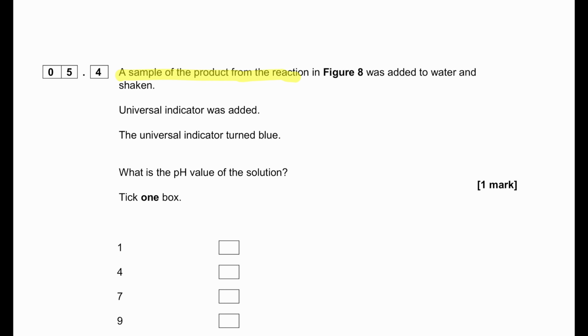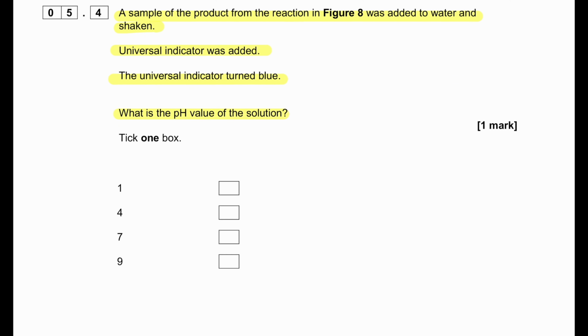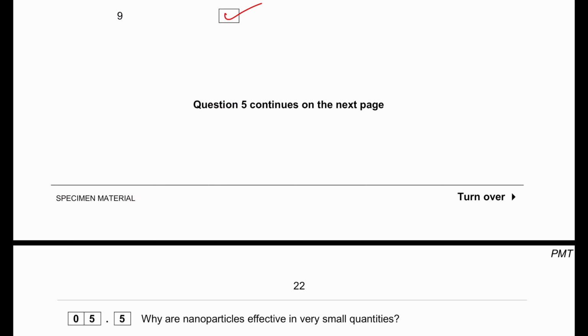A sample of the product from the reaction in figure 8 was added to water and shaken. Universal indicator was added. The universal indicator turned blue. What is the pH of the solution? pH 1 to 4 indicates acidity. pH 7 indicates neutral. So 9 will be the correct answer.